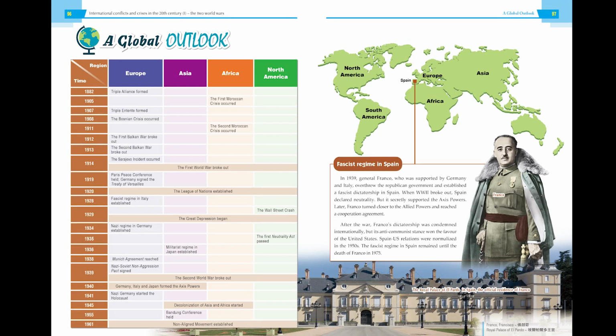1940. Germany, Italy, and Japan formed the Axis powers. 1941. Nazi Germany started the Holocaust. 1945. Decolonization of Asia and Africa started. 1955. Bandung Conference held. 1961. Non-aligned movement established.